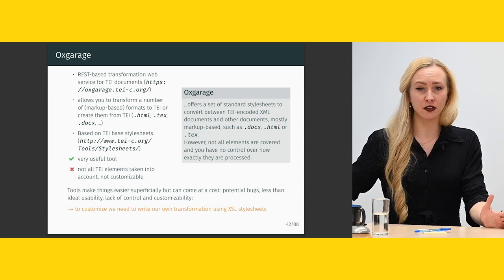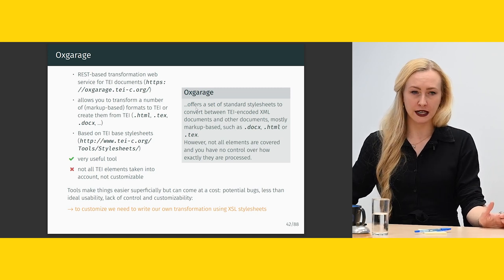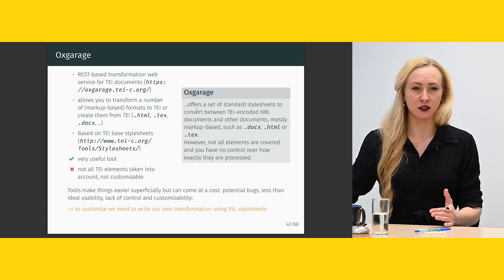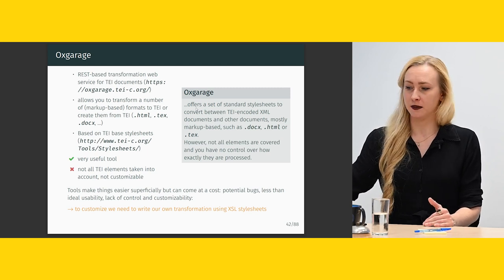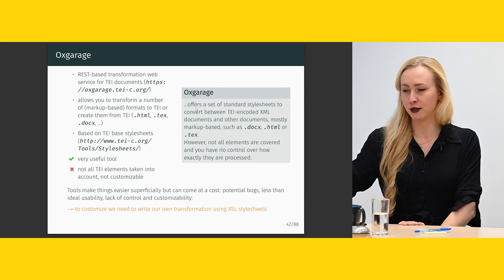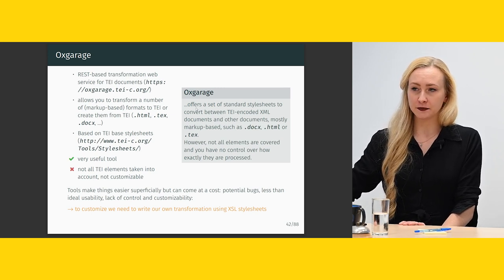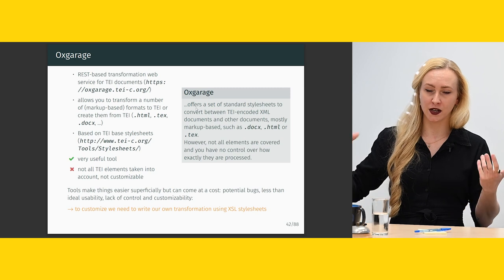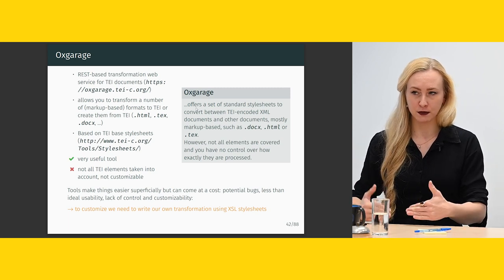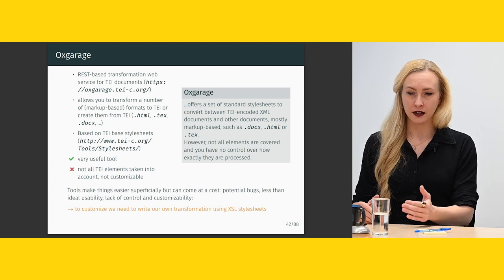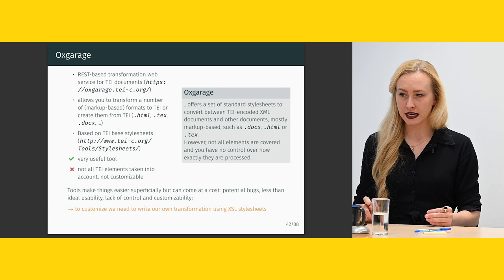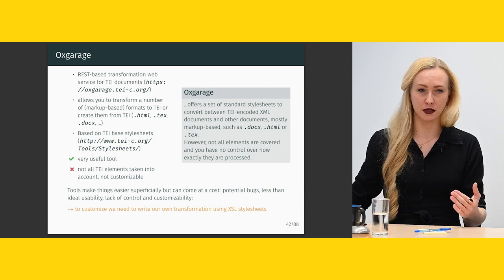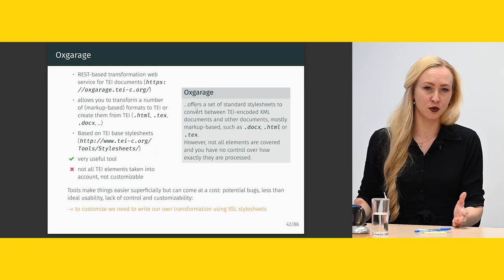And this leads me to the conclusion that tools make things easier superficially and are great to use, but they can come at a cost, such as potential bugs or less than ideal usability, lack of control, and customizability. So to customize, we need to write our own transformation scenarios using XSL style sheets. And then obviously, even if you used one of those tools, another problem is obviously how can I host it? So I need a website just because I have the data, and if I want to put it on the internet, I need some way to host it. I think the TEI Publisher might include that, but the others don't necessarily, and so you still need to figure out that part if you want to practically create your own digital edition without any institutional help.